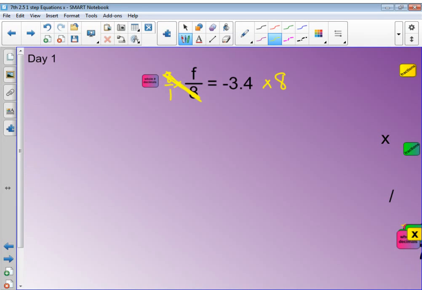So now I've got negative 3.4 times 8. Well, I know I'm going to get a negative answer, so it's going to be f equals a negative, and then I'm going to look at this as 34 times 8. And yes, you could use your calculator. So I get 272. I had one number behind a decimal, so one number in my answer. I get negative 27.2.